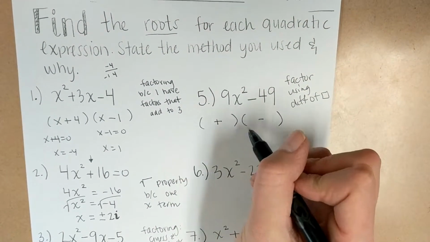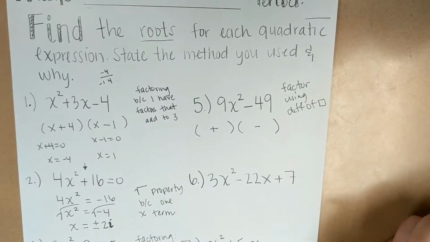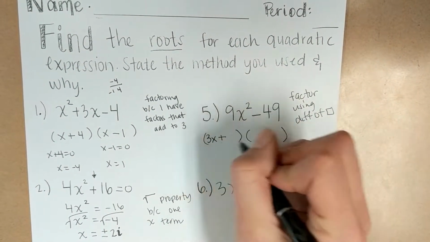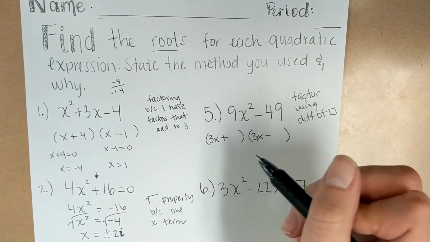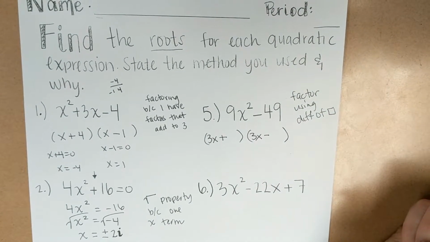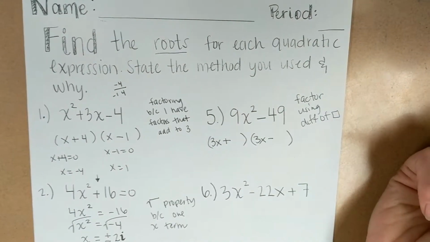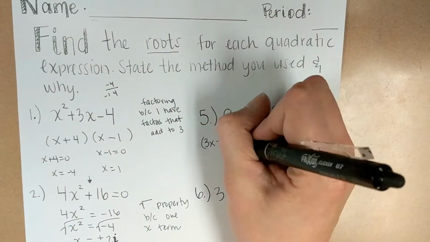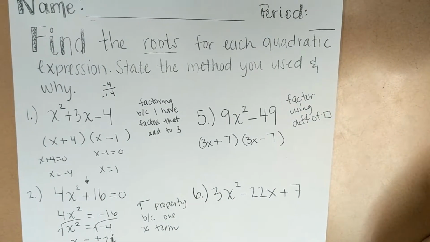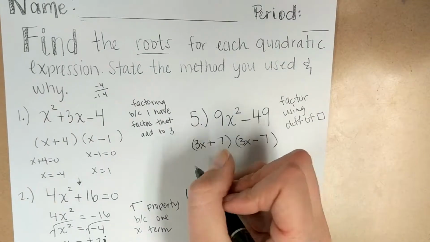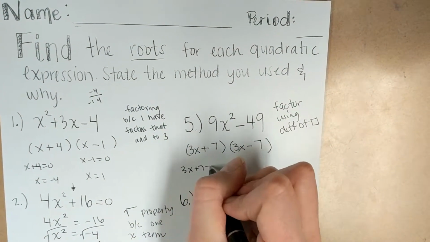So if these are exactly the same thing, what times itself gives us 9x squared? 3x. 3x times 3x gives us 9x squared. What times itself gives us 49? 7 and 7. So I have factored that. I'm going to set each one of them equal to 0 and solve.